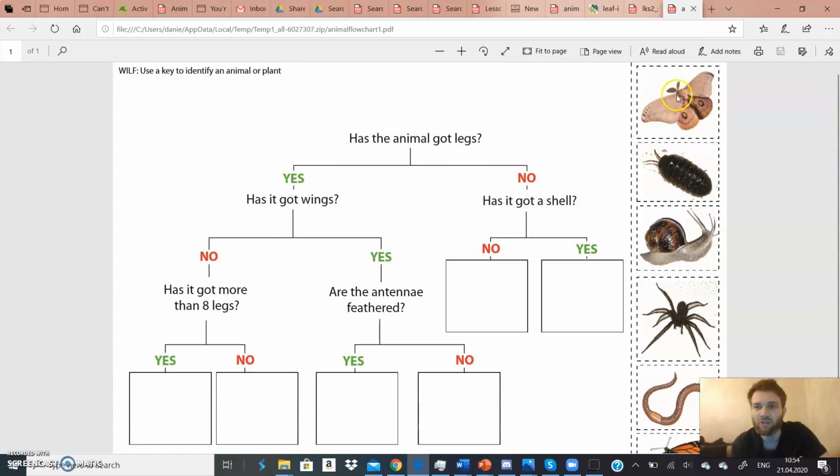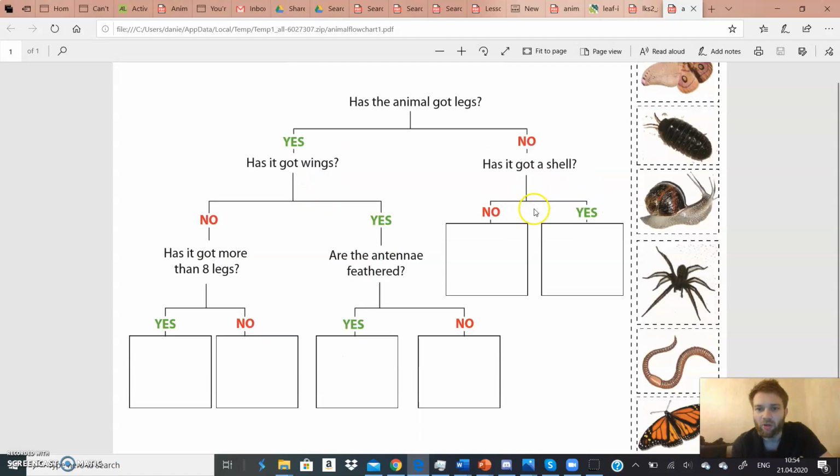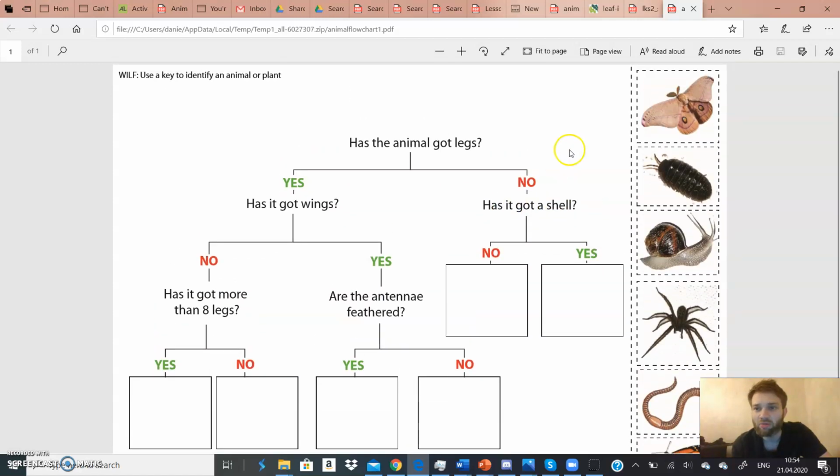So the first one is here. Okay, has the animal got legs? Let's have a look. Well, can we see any legs in the picture? If the answer is no, we're going to go that way. If yes, we're going to go that way. So in this case, we're going to go no. Has it got a shell? Does it have a shell? If it has a shell, put it here, there if it doesn't.